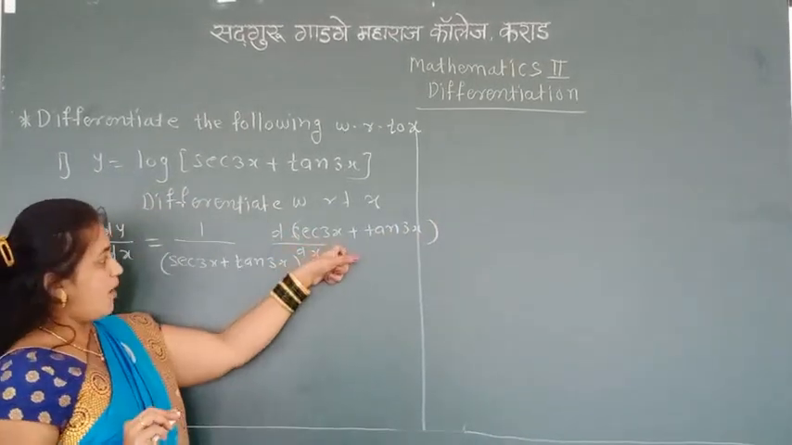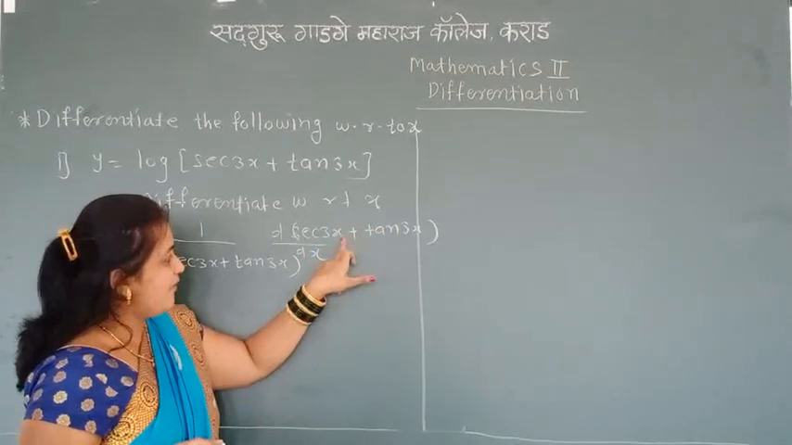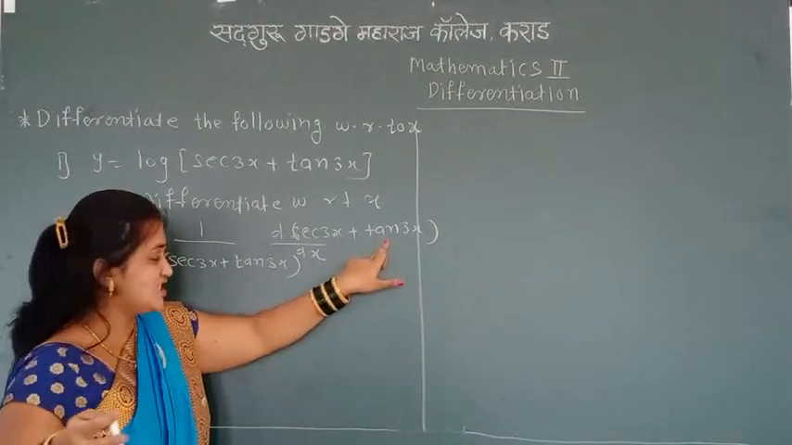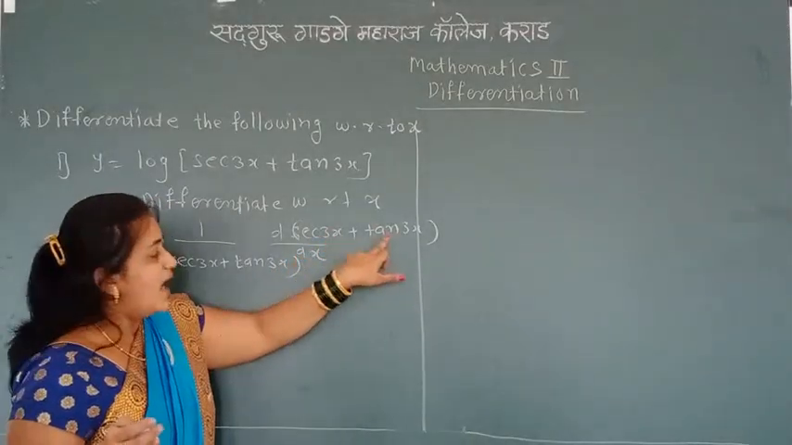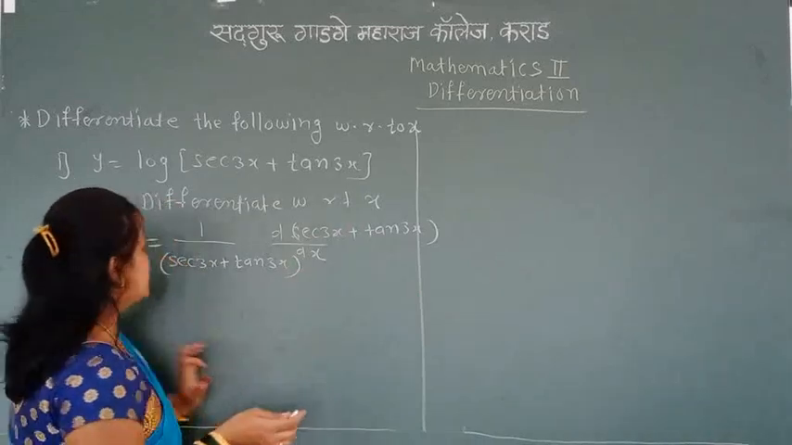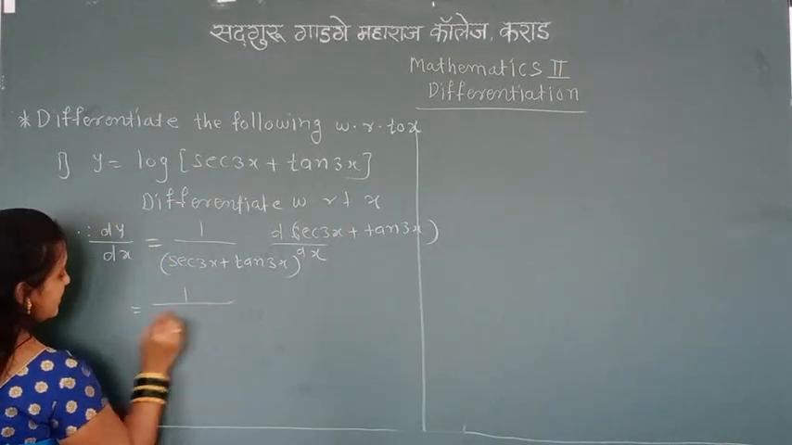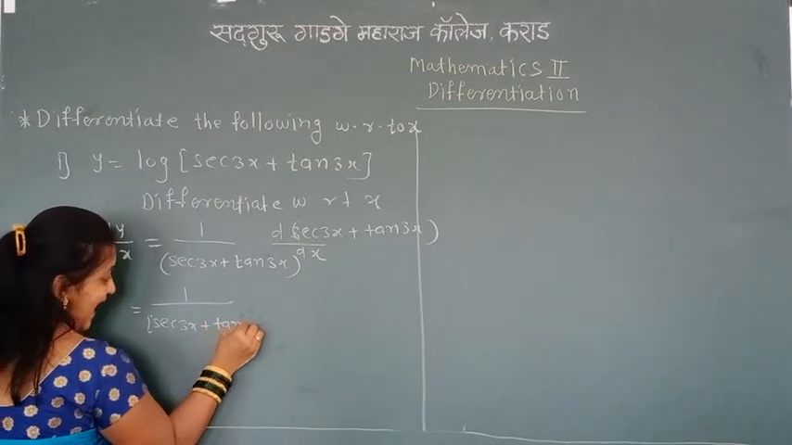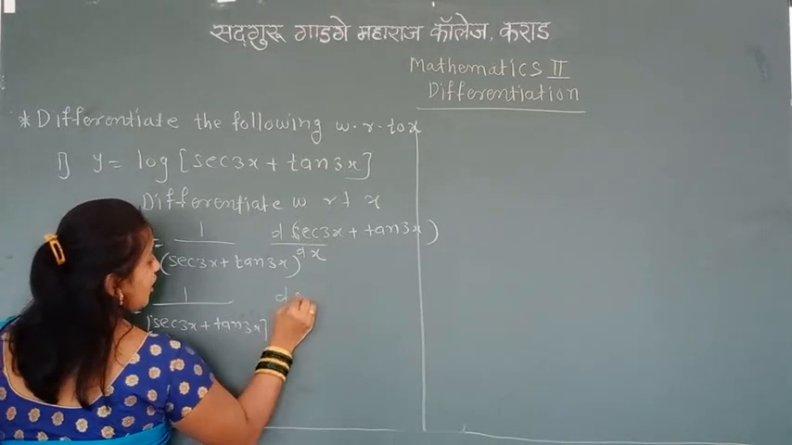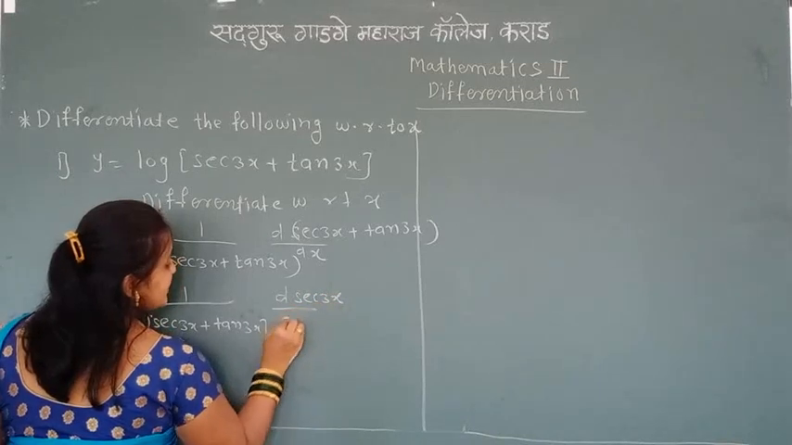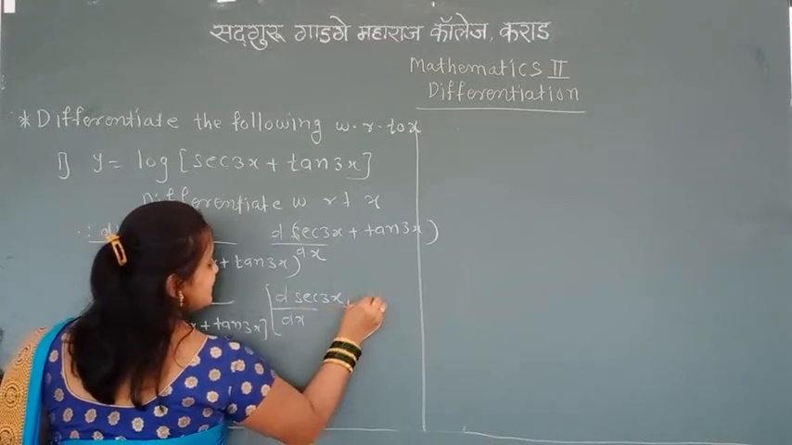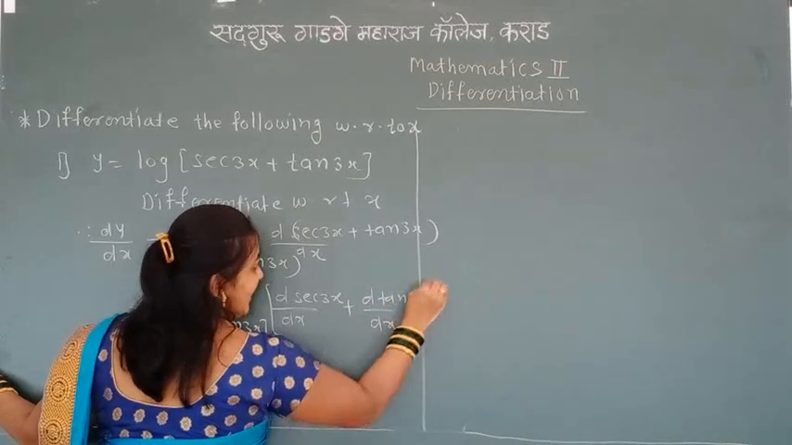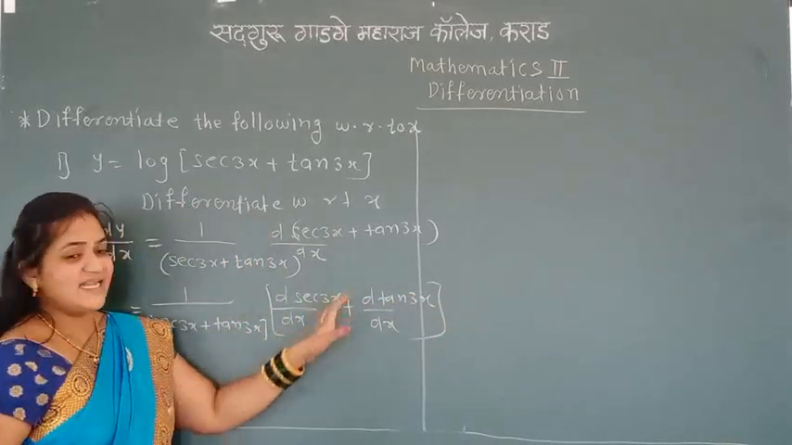Now, this is the form of u plus v. This is the form of u plus v. So, again we use the rule of differentiation. Find the derivative of u and find the derivative of v. So, we get here 1 upon sec 3x plus tan 3x as it is. Now, the derivative of sec 3x with respect to x plus the derivative of tan 3x with respect to x. Now, we find the derivatives of sec 3x and tan 3x.